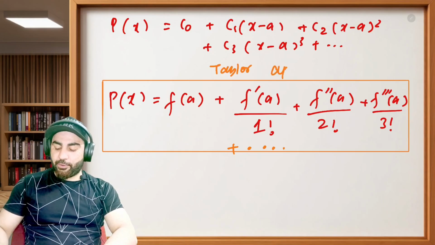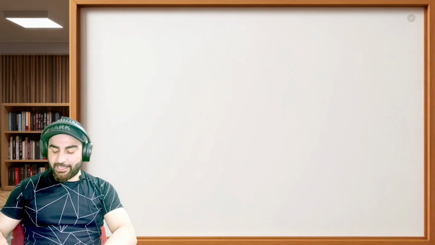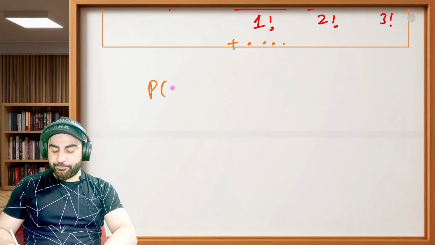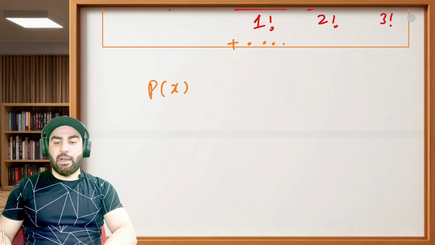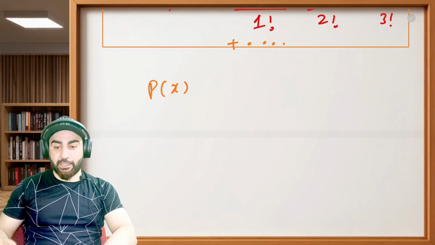So this is Taylor's approximation for any generic function. I can write it in a compact way. So how can I write it in that compact way? p of x. If I have to approximate some function f of x at some point a, I can write it like this.